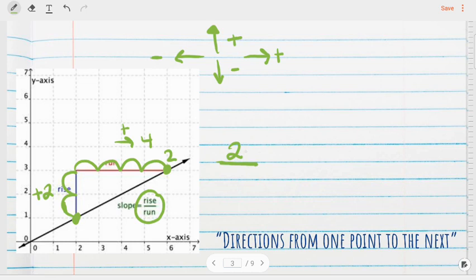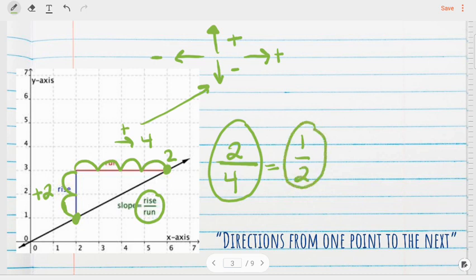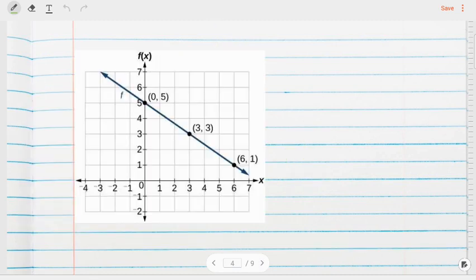So remember that's positive 4, if I'm looking at this little guide right here. So positive 4. Now the one last thing I need to make sure that you know is that whenever I have a slope or a fraction that can be simplified, for example 2/4 can be simplified to 1/2, I'm going to do that. So my slope for this line is 1 over 2. Let's look at another one.